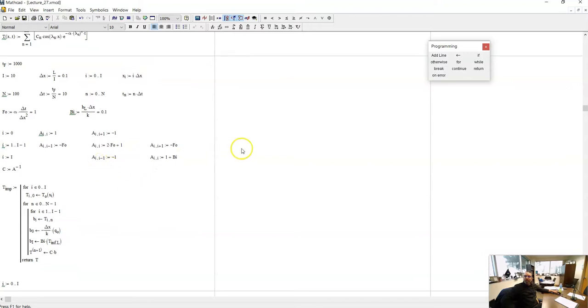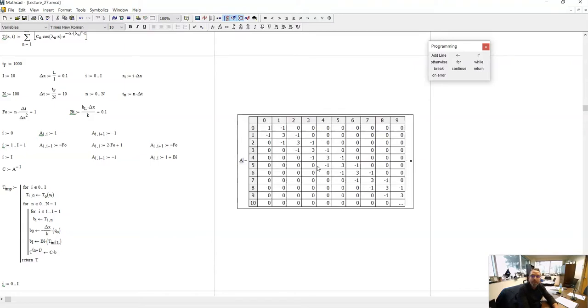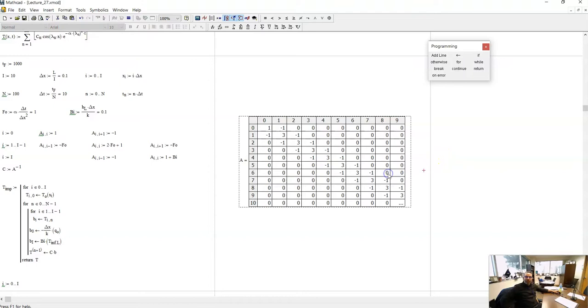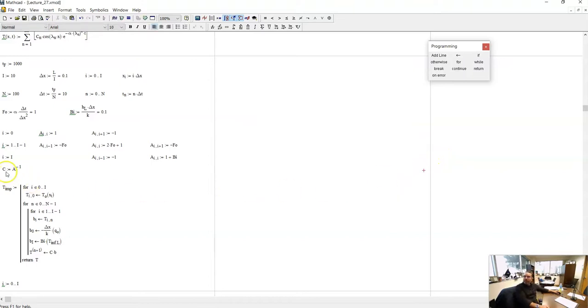That will yield a matrix. If we print A, actually let's just go a couple rows below. As you can see, the matrix A has a diagonal, a super diagonal, and a subdiagonal. Everything else is 0. This matrix is very easy to invert, and we only need to invert it once. So we just say C is the inverse of A.